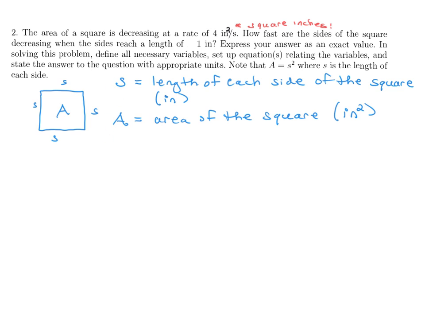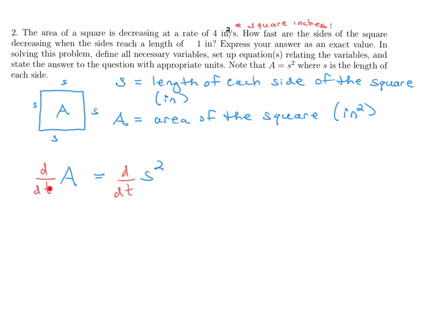Okay, now that I've defined my variables, to connect these in an equation, the equation was given, but I'll just write it out as A is equal to s squared. To introduce the rates of both A and s into this problem, I'm going to take the derivative of both sides of this equation with respect to t.